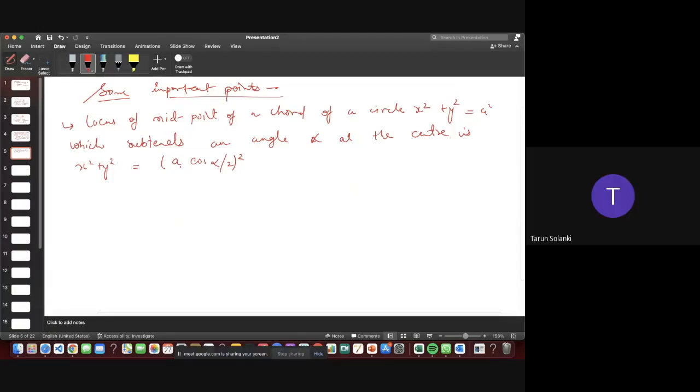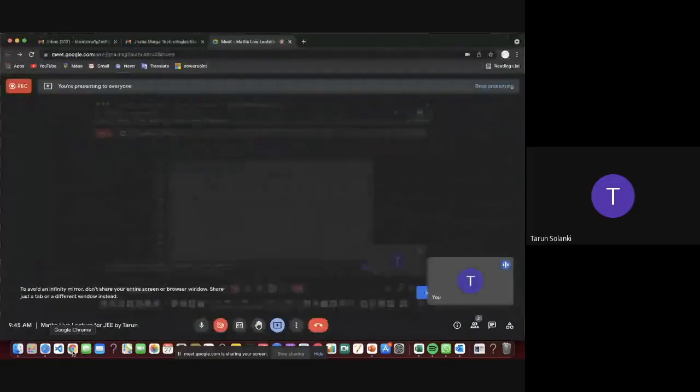The locus of the midpoint of a chord of the circle x square plus y square equals a square, which subtends an angle alpha at the center, is x square plus y square equals (a cos alpha by 2) whole square.